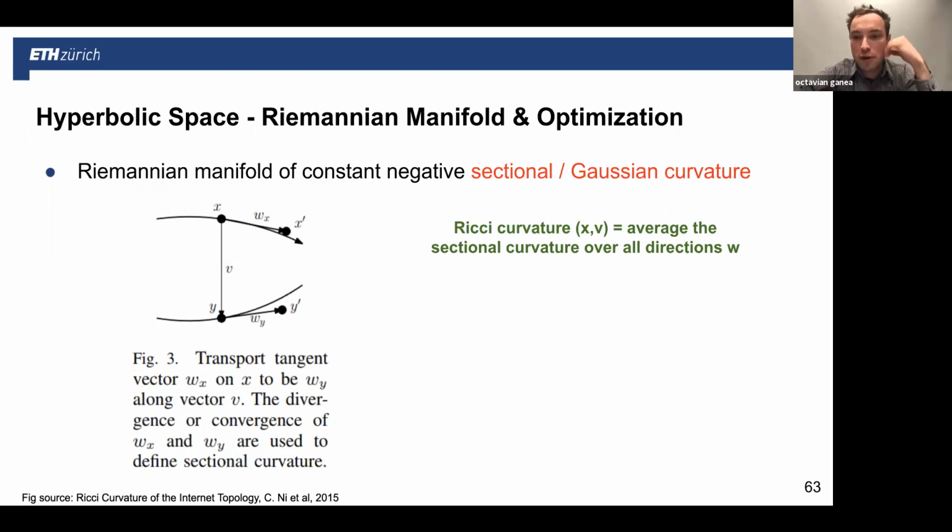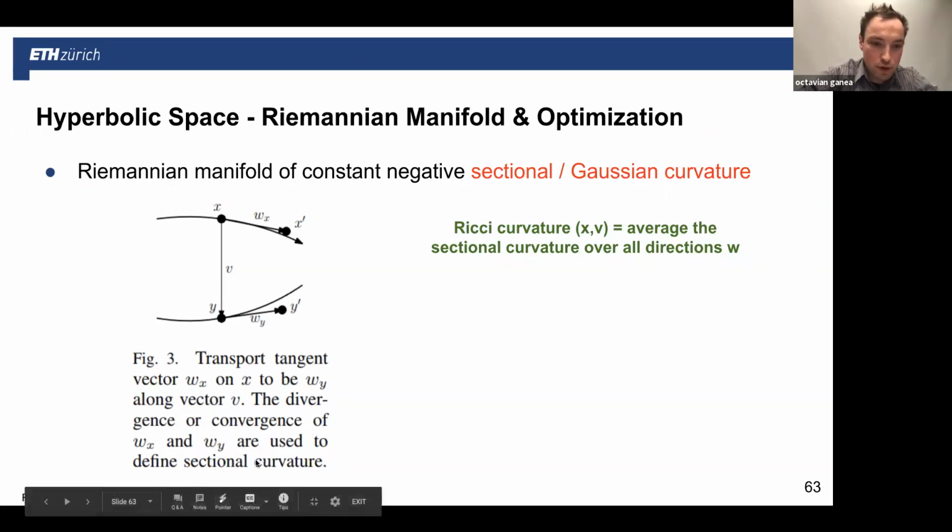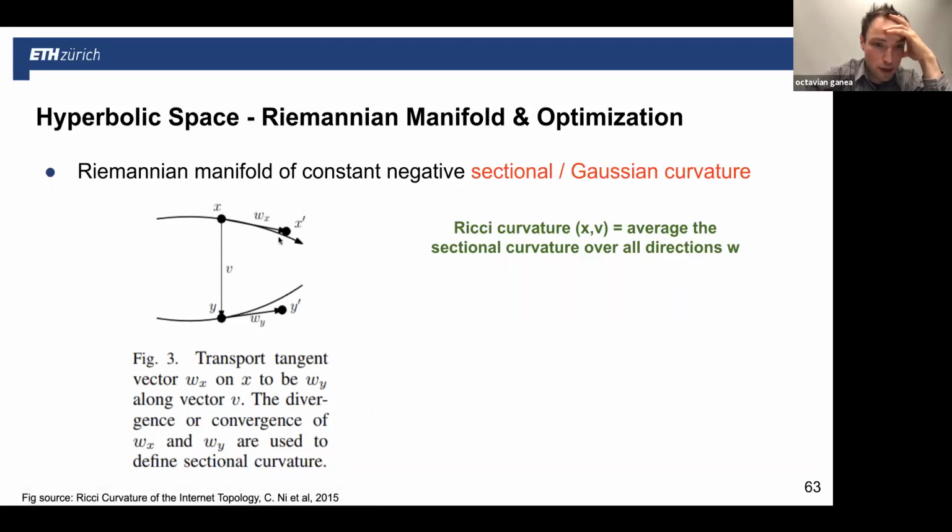And it's just basically measuring the average sectional curvature over all the directions W. Just to give a bit of intuition of what's going on here: if you look at the left picture, taken from this paper, we have a vector Wx, and the endpoint of this vector corresponds to a point x prime on the manifold. If we do a parallel transportation, so we translate Wx as I showed you in the previous animation to y, then x prime is going to be translated to y prime.